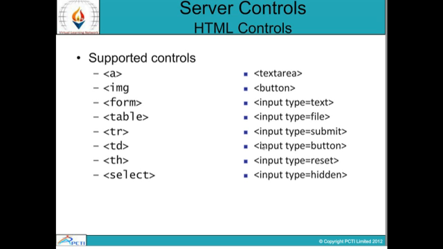The TR tag corresponds to input type submit in server controls. The TD tag corresponds to button type of input. The TH tag corresponds to input type reset button in server controls. And the select tag of HTML controls corresponds to input type of hidden type in server control.